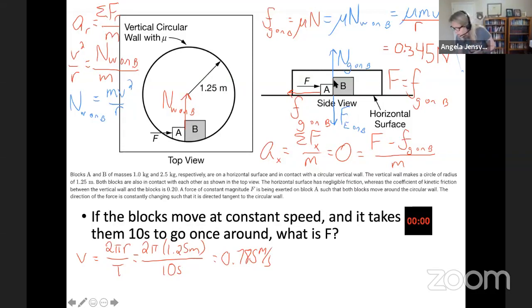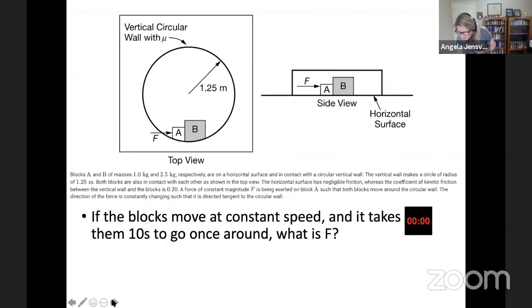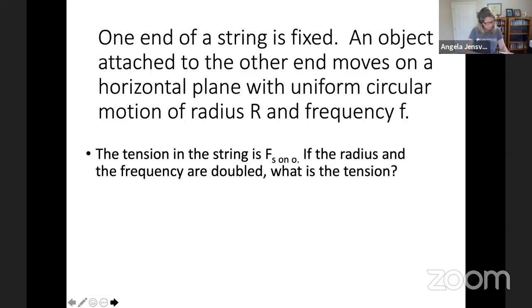Okay, let me see if I can get my screen back, my iPad. Nope. Oh boy, I don't know how to fix that. Oh, okay, there we go. All right, so why don't you guys try this one? I'm going to give you 1 minute to do it.